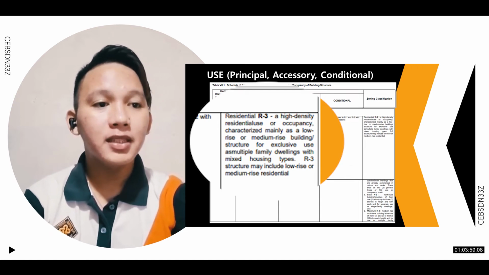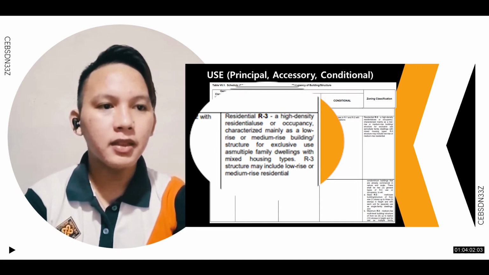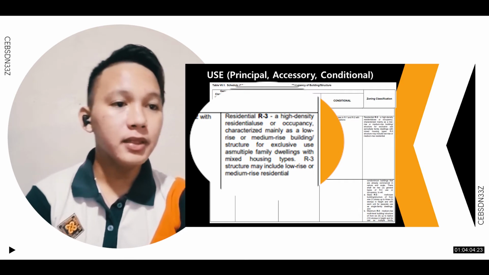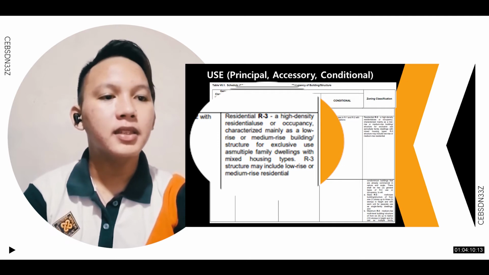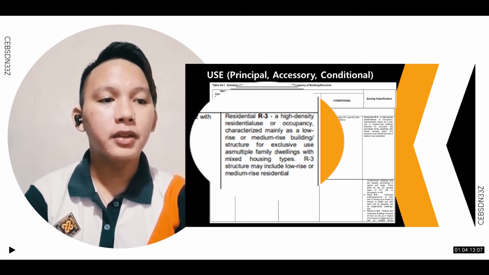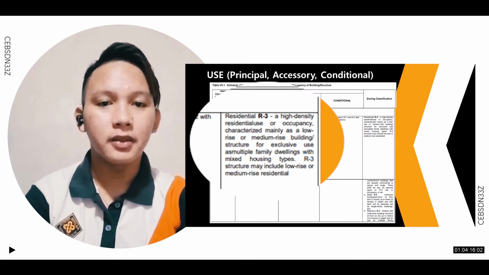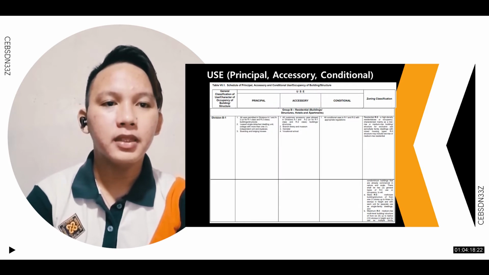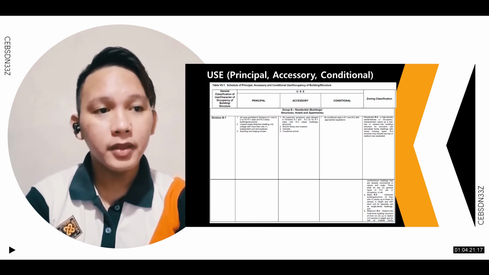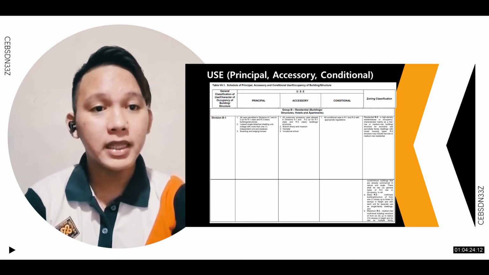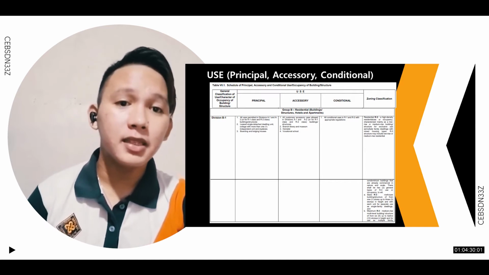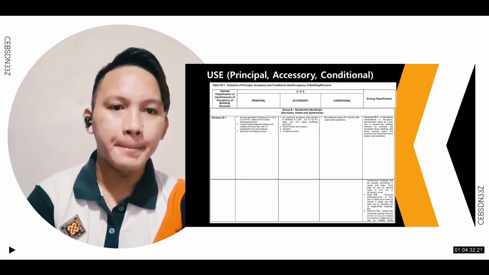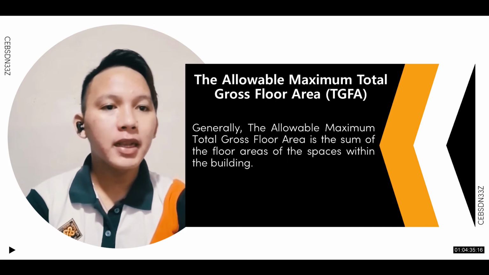Residential R3, a high-density residential or occupancy characterized mainly as a low-rise or medium-rise building or structure for exclusive use as multiple family dwelling with mixed housing types. R3 structures may include low-rise or medium-rise residential. So we conclude that Group B residential buildings or structures, hotels, and apartments are the buildings in which sleeping accommodation is provided for normal residential purposes, with or without cooking or dining, or both facilities, and are grouped as residential buildings.